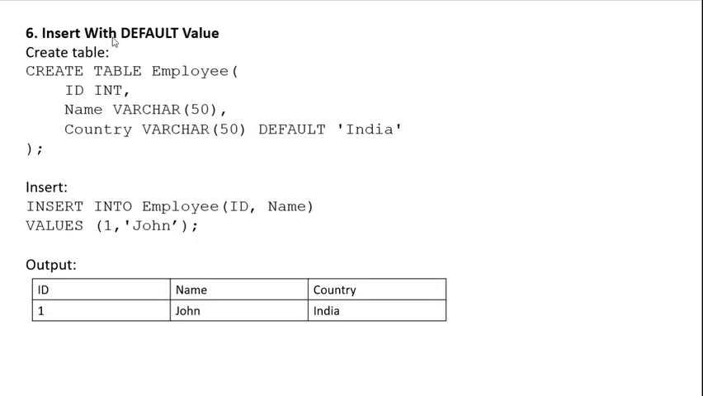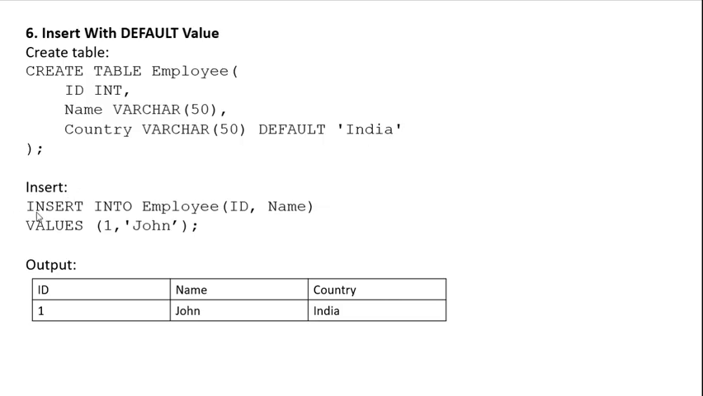Sixth is insert with default values. Create a table: the id is an integer, the name is VARCHAR(50), and the country is a VARCHAR(50) data type with a default value of 'India'. The country's value is not given, so the default value India is used.